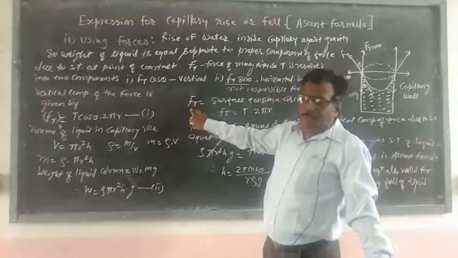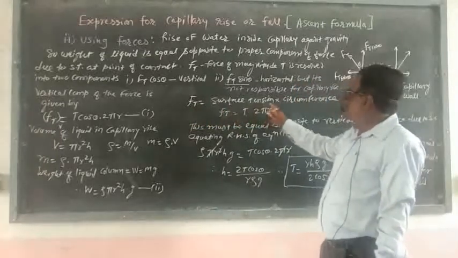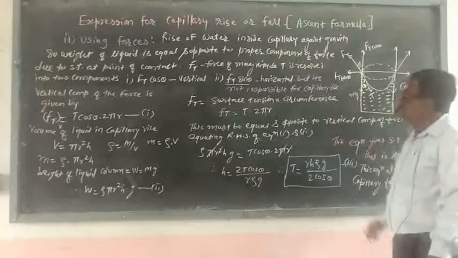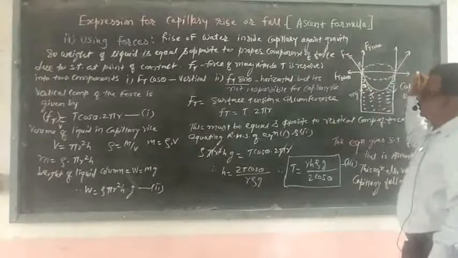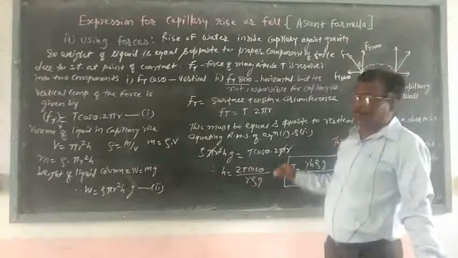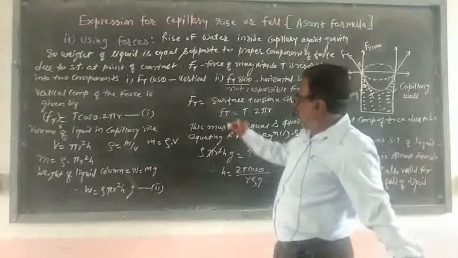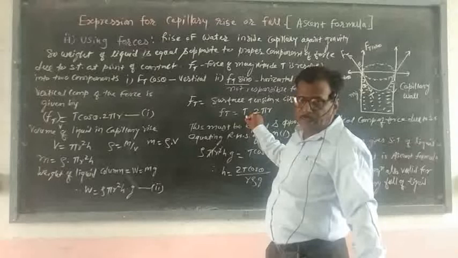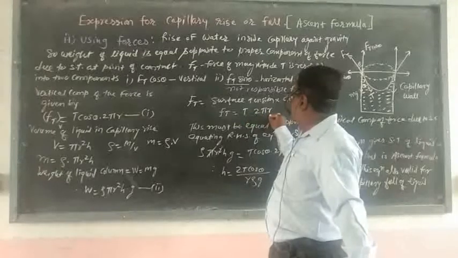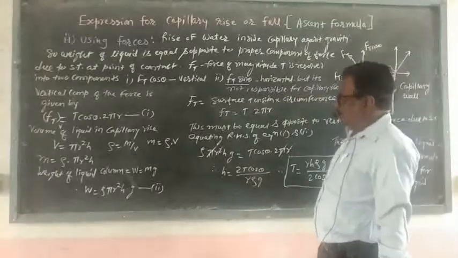force is equal to surface tension into circumference of the circle. Here this meniscus forms a circle, and we know that circumference of circle is equal to 2 pi r. When we substitute this value, we get Ft is equal to surface tension, represented by capital T, into circumference of this circle, that is equal to 2 pi r.